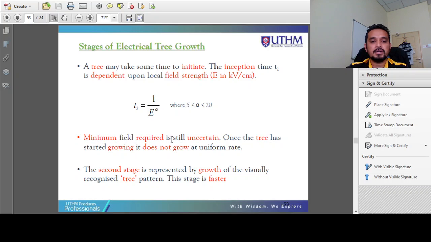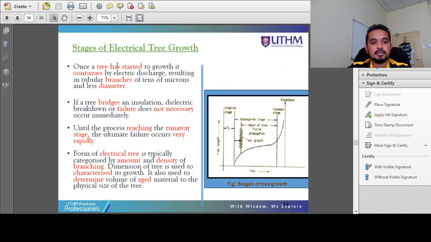Okay, the minimum field required is still uncertain. Once the tree has started, these are the things that I just explained before. And then, once the tree has started to grow, it continues by electric discharge, and it starts to branch out in microns or less diameter.